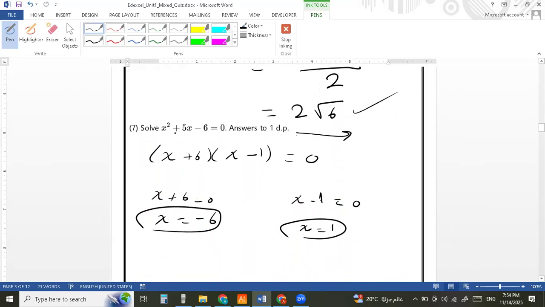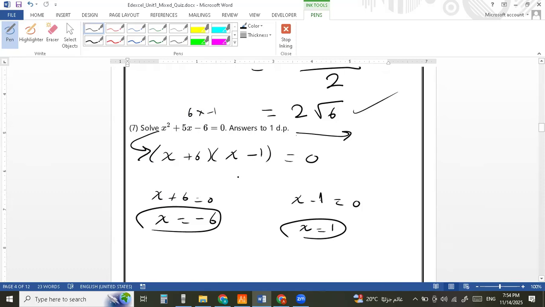I told you that you can just look for two numbers that multiply to give you negative 6, and when added, they give you 5. You will find that it is 6 times negative 1, which gives you negative 6, and if you add them, they give you positive 5. So (x plus 6)(x minus 1). You multiply them by each other. This is how we factorized the equation equals 0.